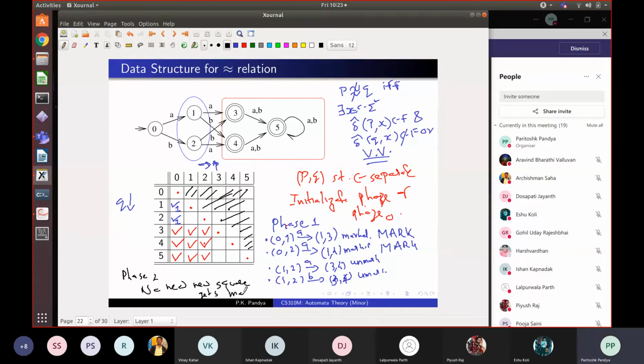Because no new square gets marked after finishing phase 1, we do phase 2, we do this kind of thing. We find that everything goes to unmarked only. All unmarked squares on a transition take you to an unmarked square. So this phase did not add any marking to my table, and hence my algorithm finishes. And when the algorithm finishes, all the squares which are left blank denote state pairs which are equivalent.